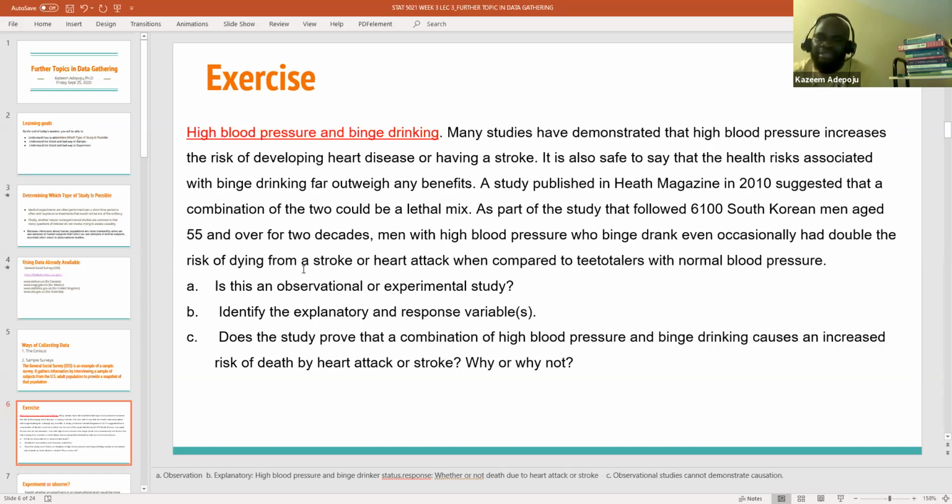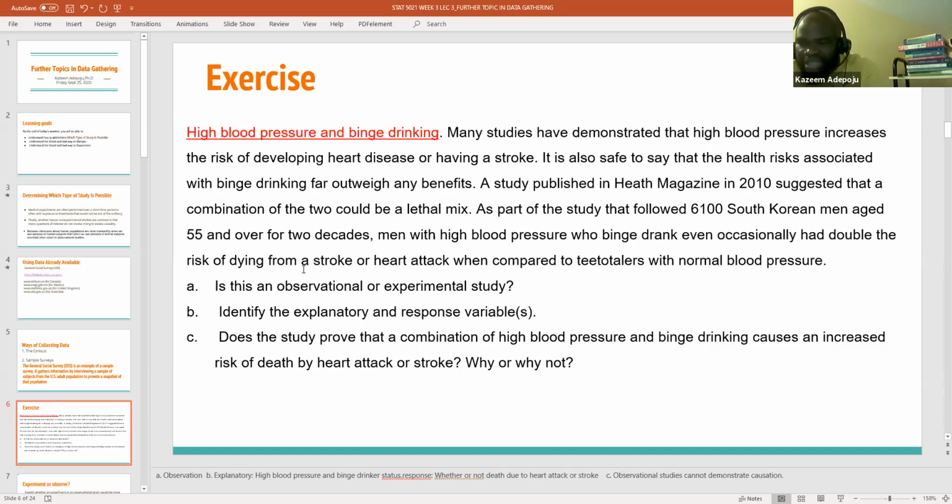Now take a look at this. Is this an observational or experimental study? If you want to answer this question, I need you to tell me whether it's observational or experimental, and you're going to get full credit if you tell me the reason why. Why do you think so? And another thing is identify the explanatory and the response variables.